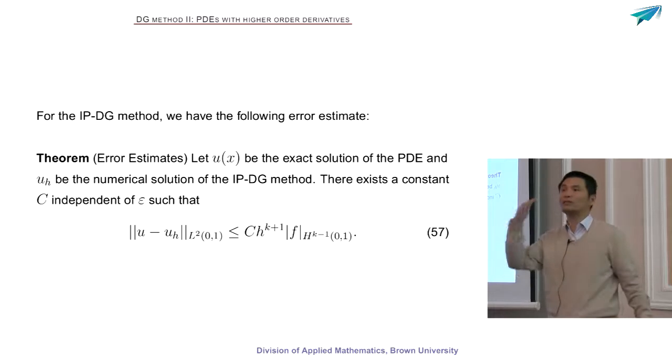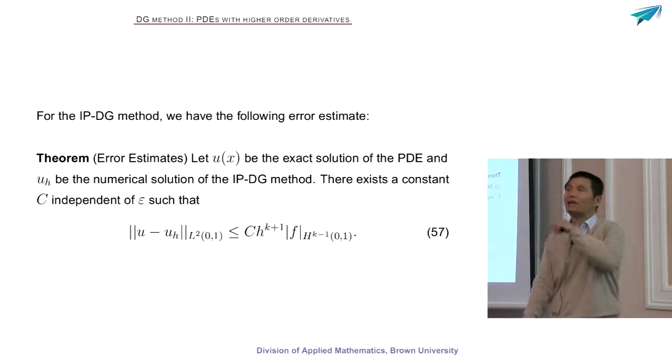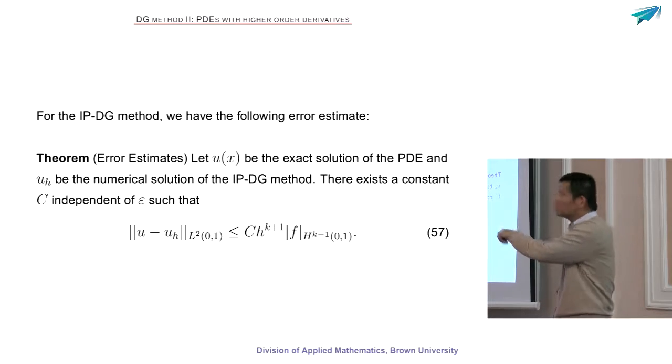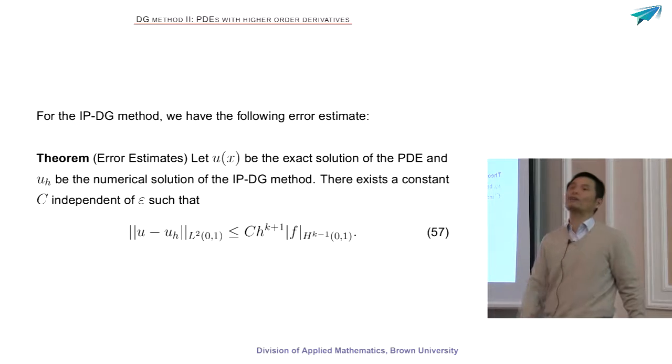So what you want is to design a method for which you can prove such a thing. By the way, this is impossible if UH is based on polynomials. I explained, right? So it's this guy. How can you use a polynomial to approximate it? But it is possible if you use these fancy guys.